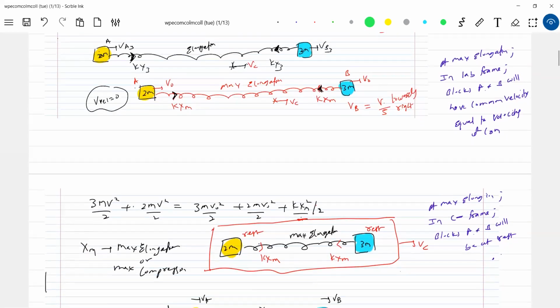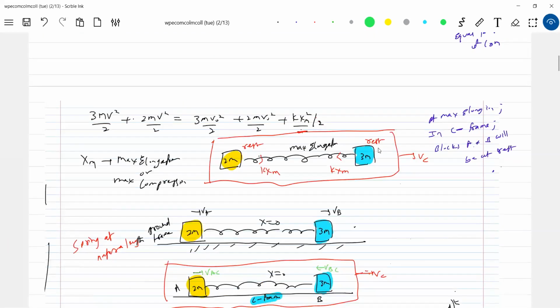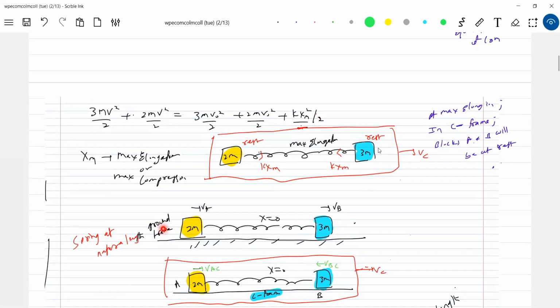So after this sequence, what you should get? The natural length in the ground frame. Then the velocity of block A and VB: VA will be greater than VB. If you want, you can write that also.